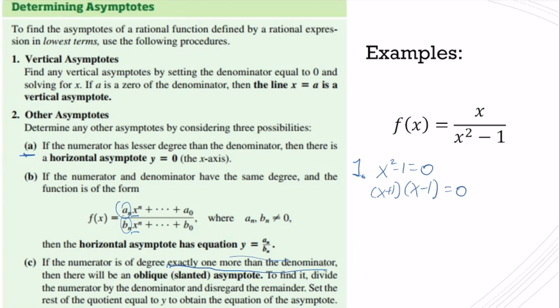Now I use the zero factor property. So I take x plus 1 equals 0 and x minus 1 equals 0. And I determined that I'm actually going to have two vertical asymptotes, which is okay. I have vertical asymptotes at x equals negative 1 and x equals positive 1.